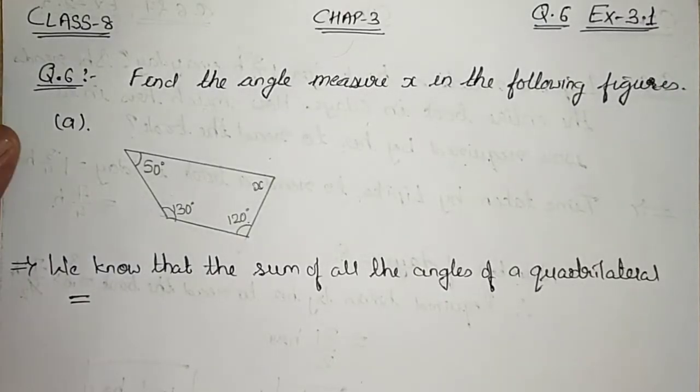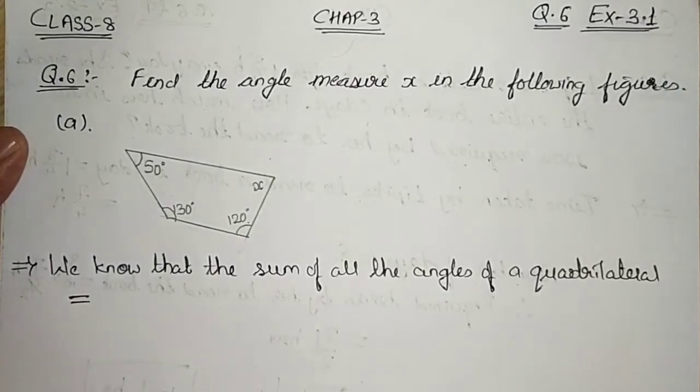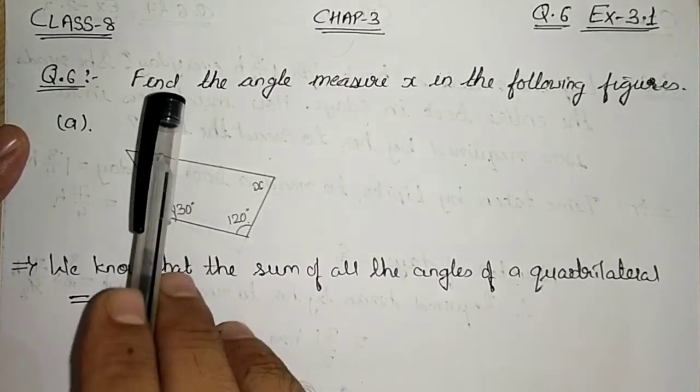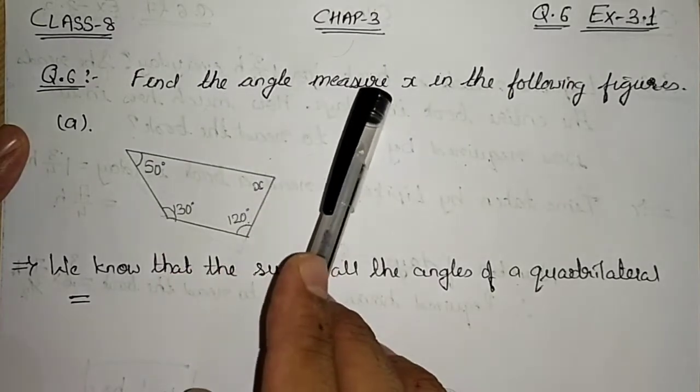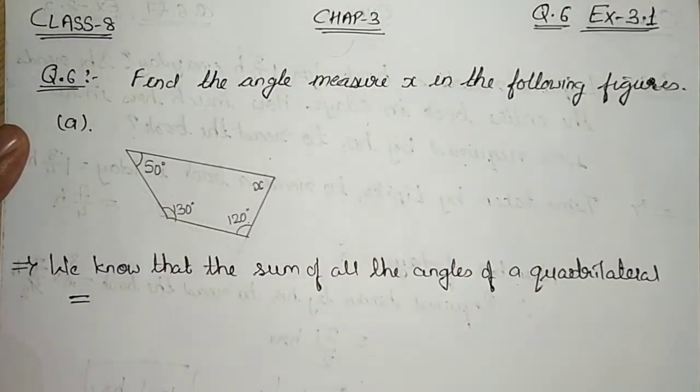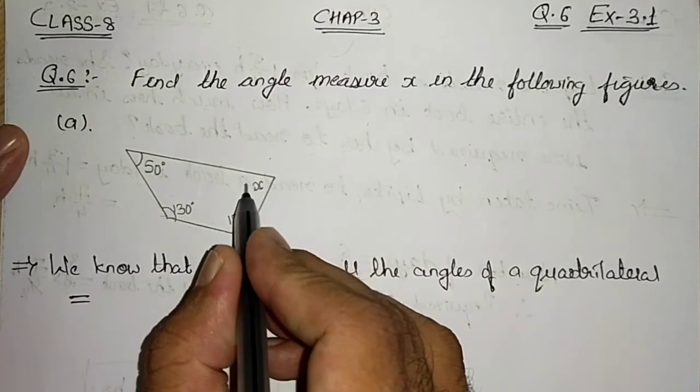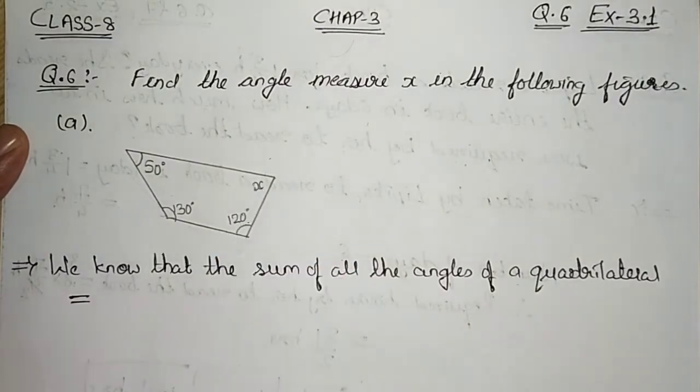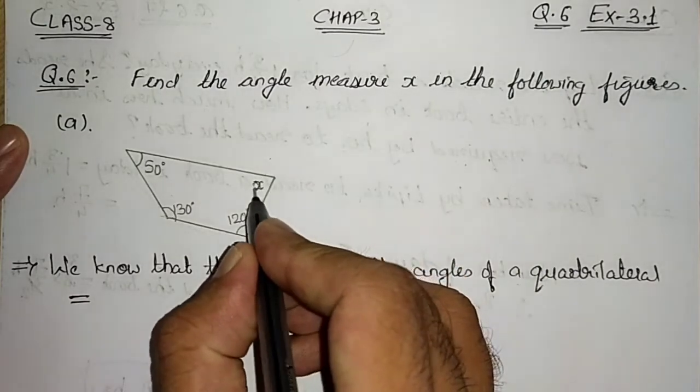Hello students, today we are going to solve question number 6 of exercise 3.1. We are in chapter number 3, understanding quadrilaterals. Question number 6 says, find the angle measure x in the following figures. It has 4 figures. In each figure, we have to find the angle measure of x, that is, where the x is placed.